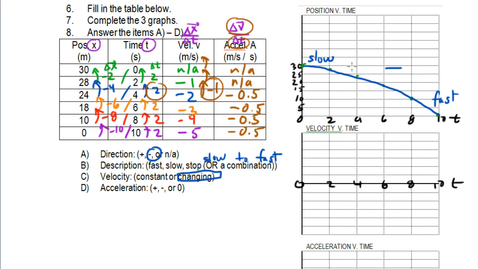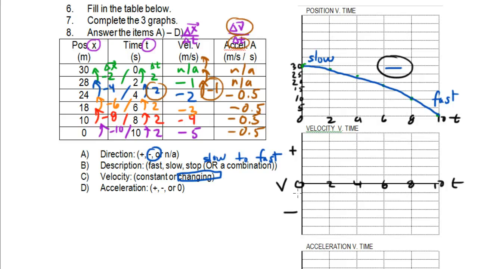So just by looking at this, I know I'm going to be below zero on my velocity versus time graph. I'm going to be in the negative region because I have negative velocity. Here's the positive region. Let's draw the velocity real quick.